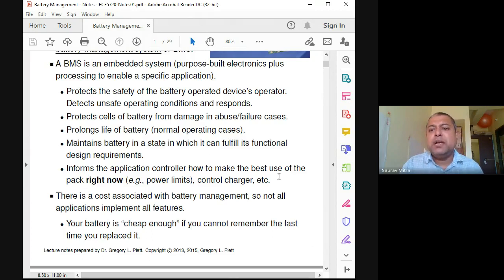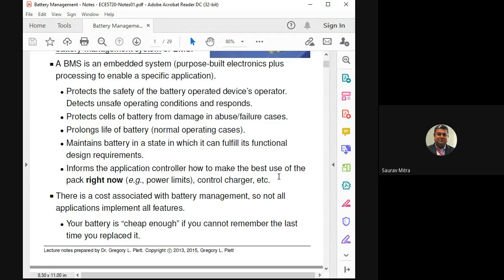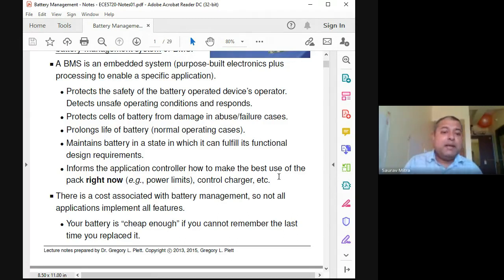Sometimes the battery blasts. We have seen Samsung mobile batteries blast also. Before it blasts, it gives some indication, because we have to fit some sensors in the BMS. So it detects unsafe operating conditions and responds. It protects cells of the battery from damage in abuse or failure cases. A battery is a big unit made of many small cells, so it protects each and every cell.